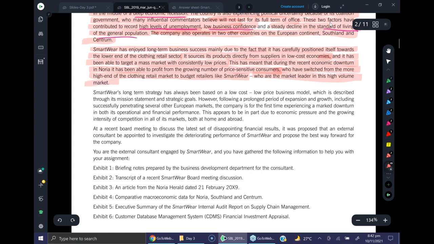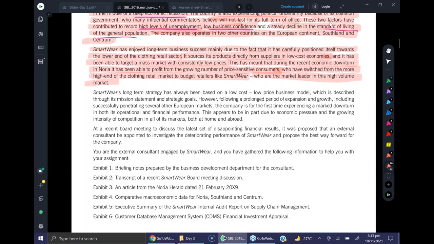So far the case is telling us that because of the recession and the growth in price-sensitive consumers, SmartWear was able to benefit from it because they were already selling low cost products. However, they're facing some problems. The next paragraph tells you about that.